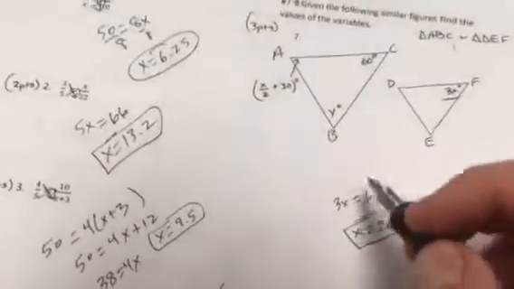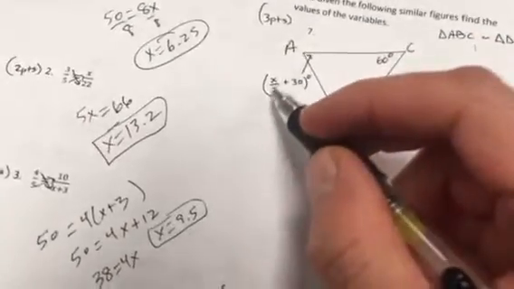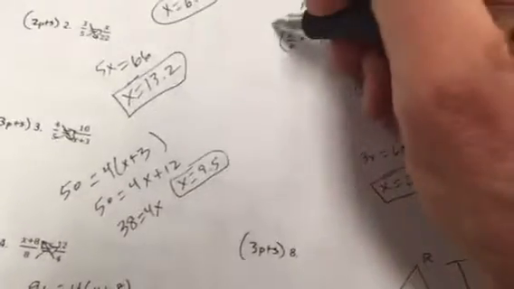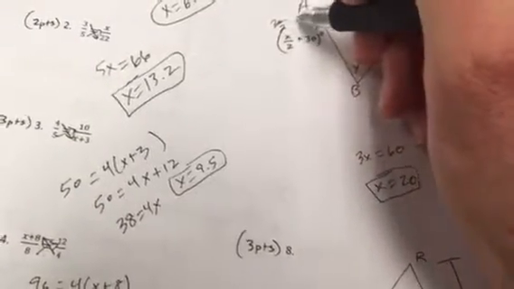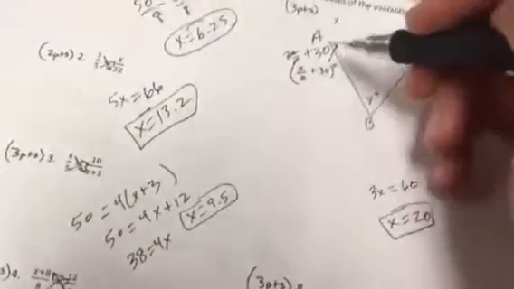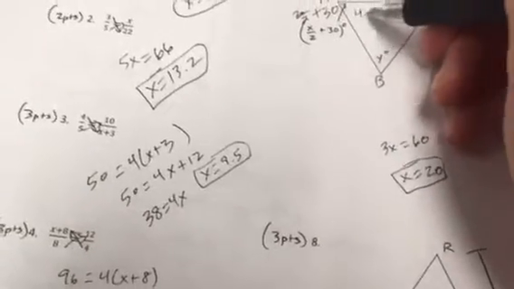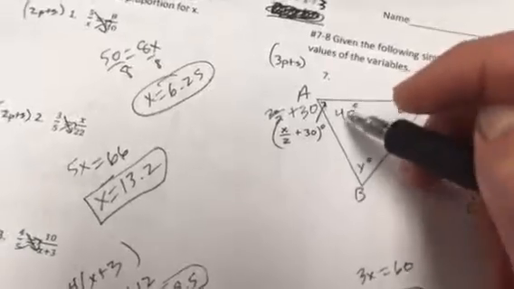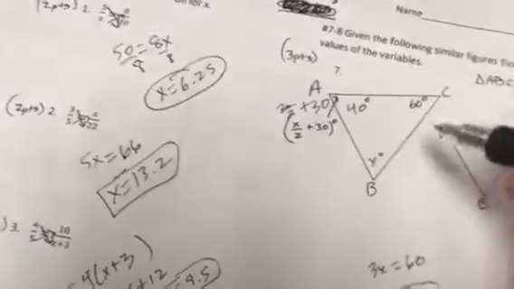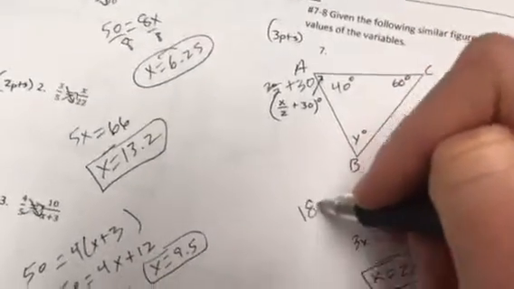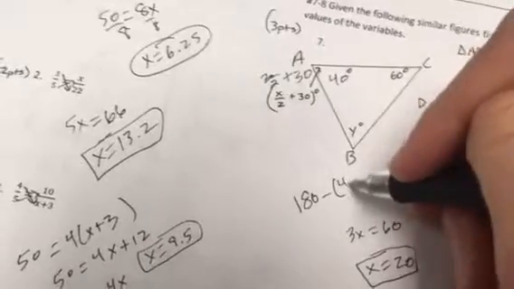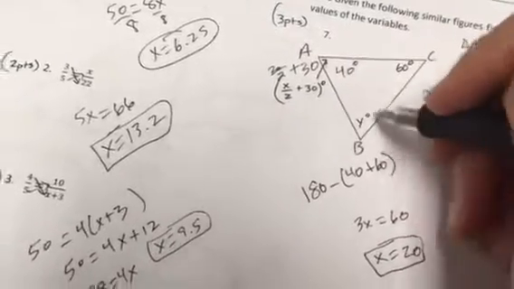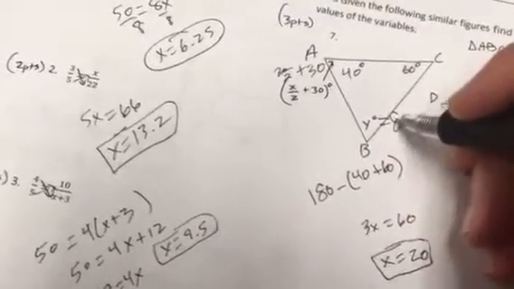Plug it in time. When you get x is 20, plug 20 in for x right there. So it's going to be 20 over 2, which is 10. 10 plus 30 is 40. All right, so that's 40 degrees. So you do 40 plus 60 plus y equals 180, or y is the same thing as 180 minus the sum of 40 and 60. Y is 80. All right?